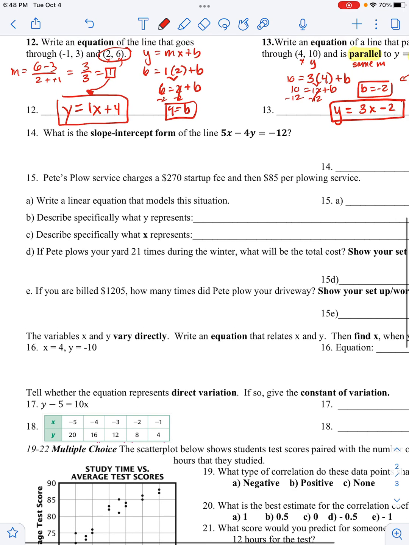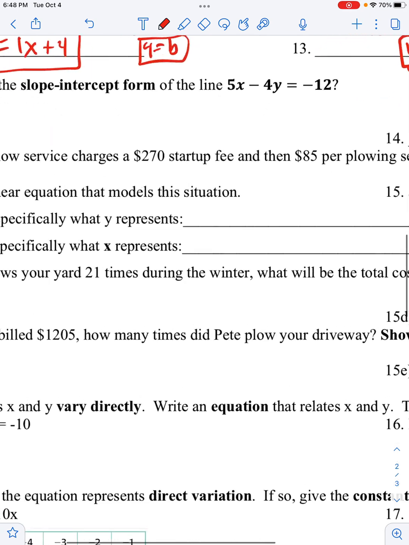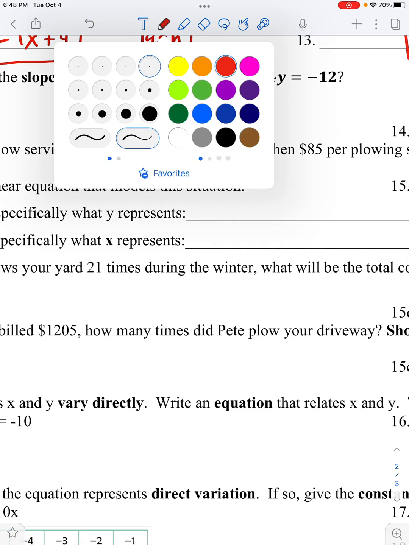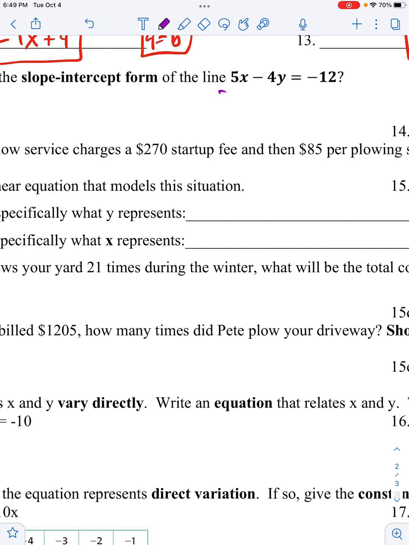Okay, they want this one in slope-intercept form. So I need to get the standard form into slope-intercept form. So I need to move the 5x over. So I'm going to subtract that over. Now I have negative 4y equals negative 5x minus the 12 that was already there. And I'm dividing by negative 4 to get rid of that. So the y will be alone.